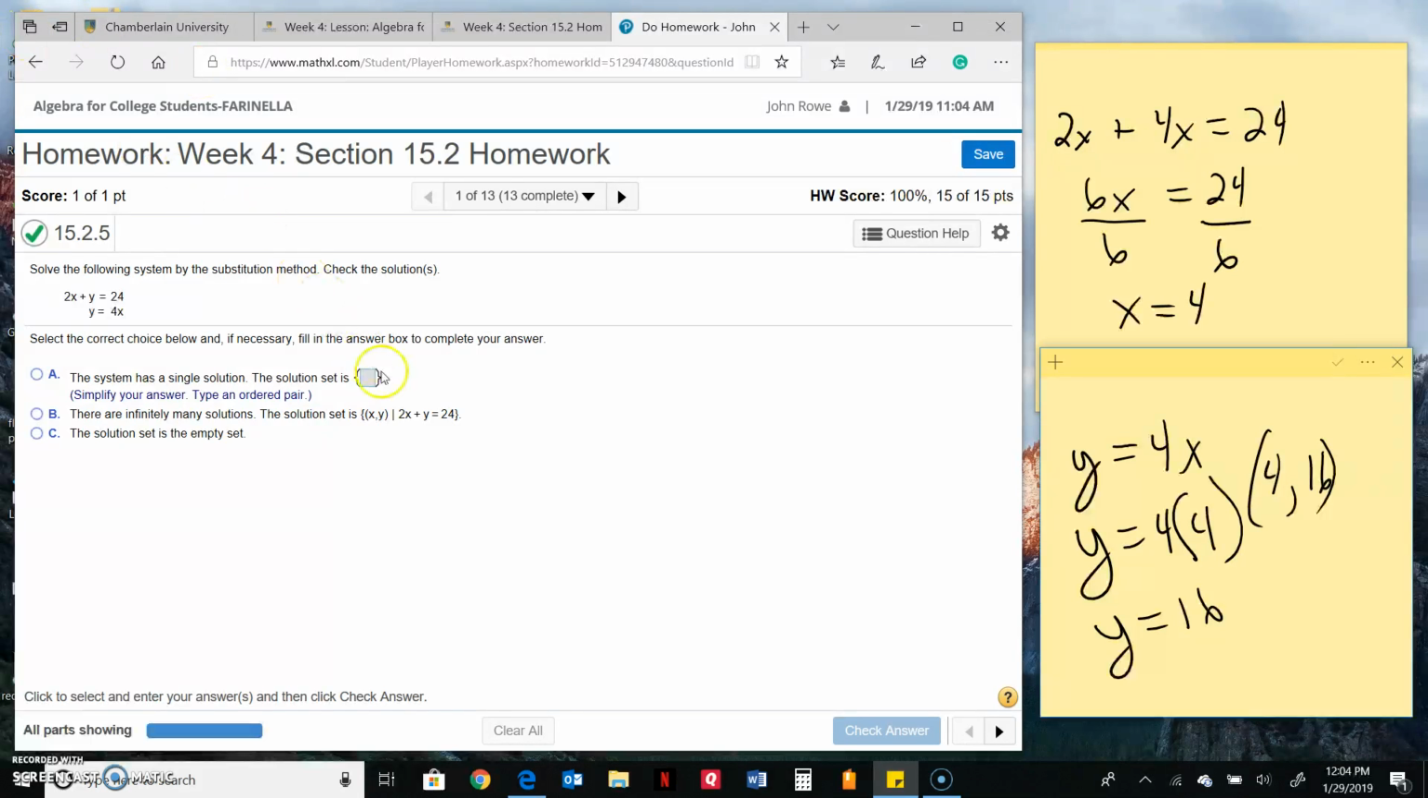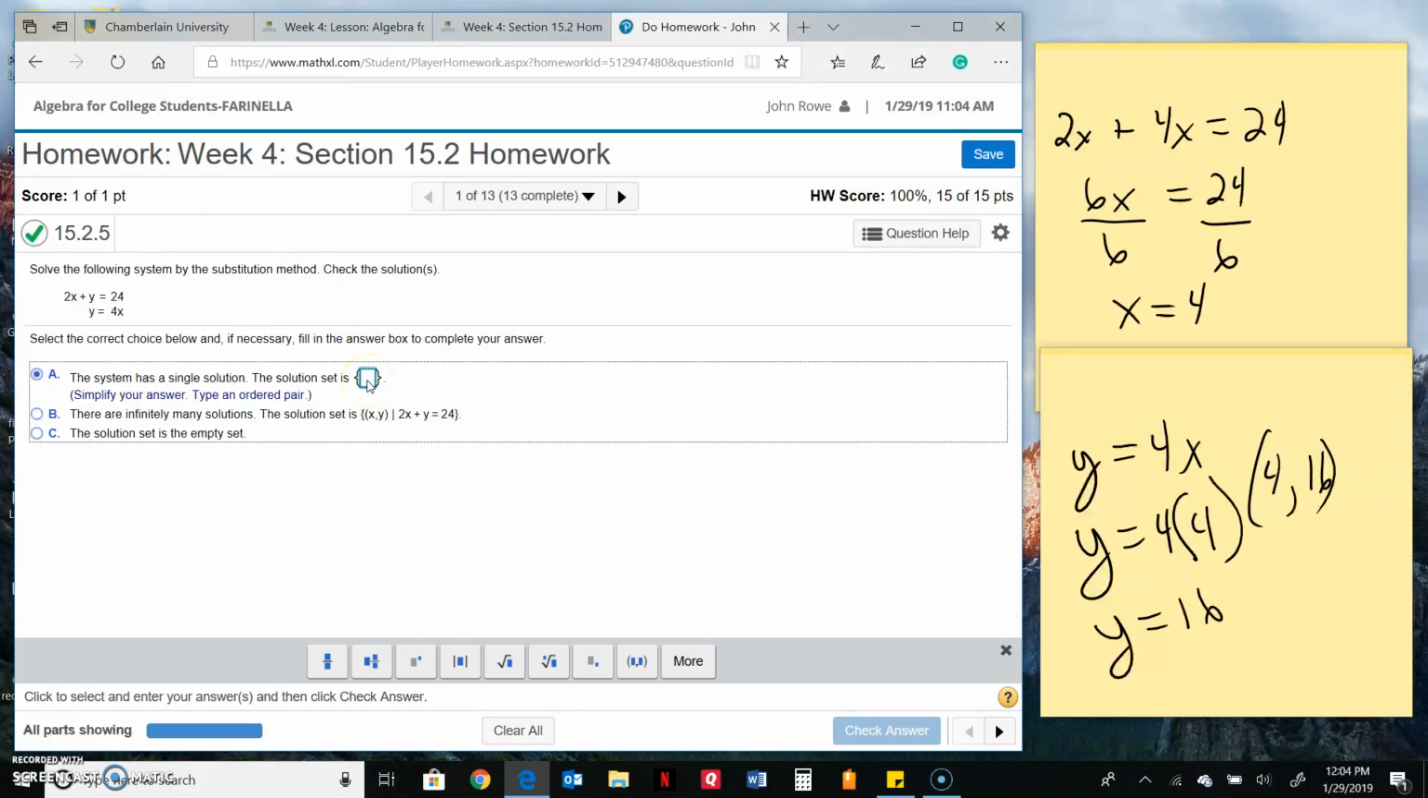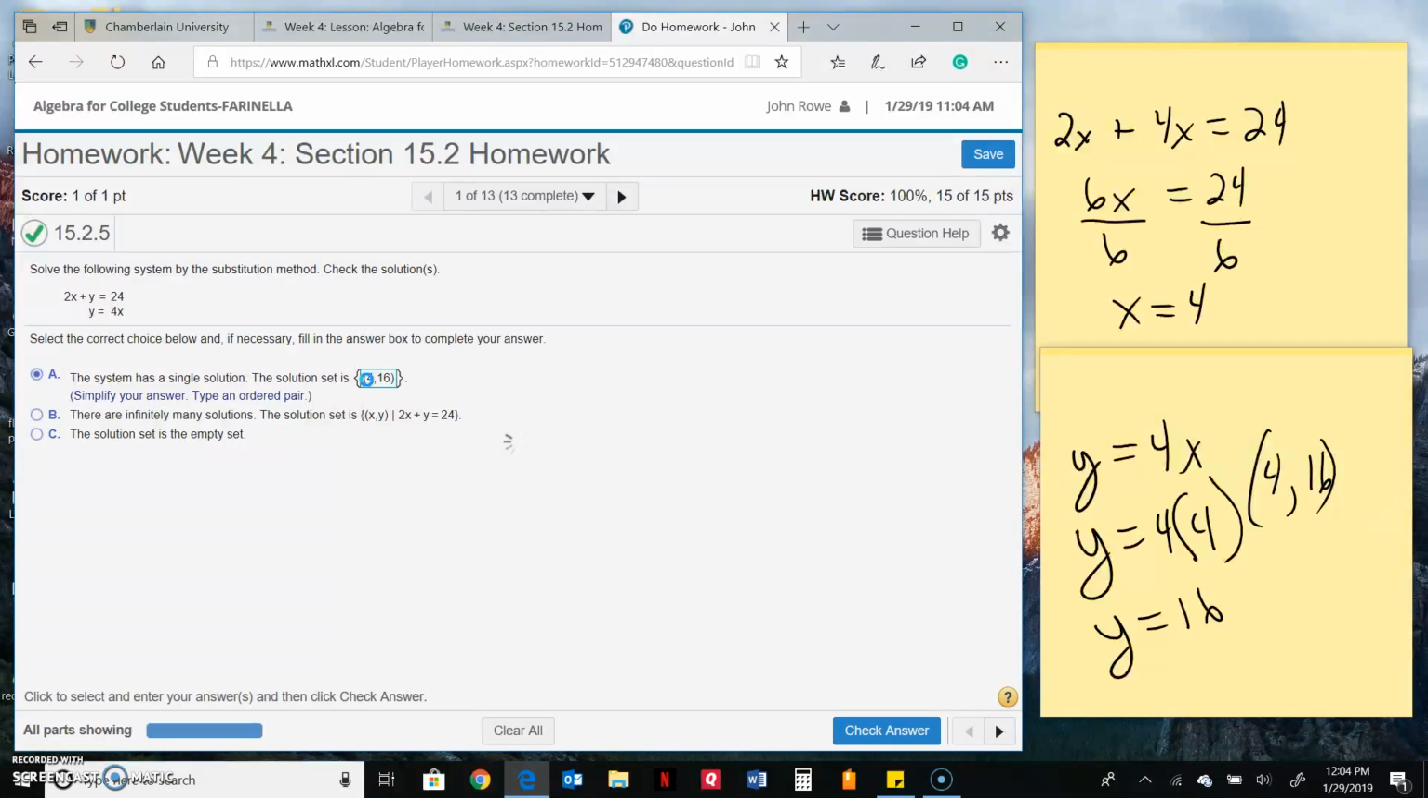Let's plug that in here. Parentheses, 4, 16, close parentheses, enter. All done. Guys, that's how you solve a system of equations using the substitution method. Thank you.